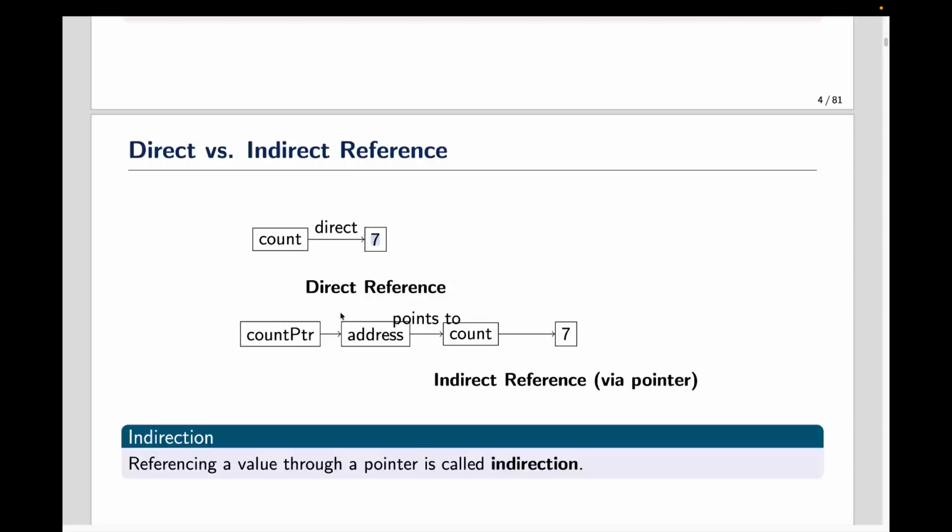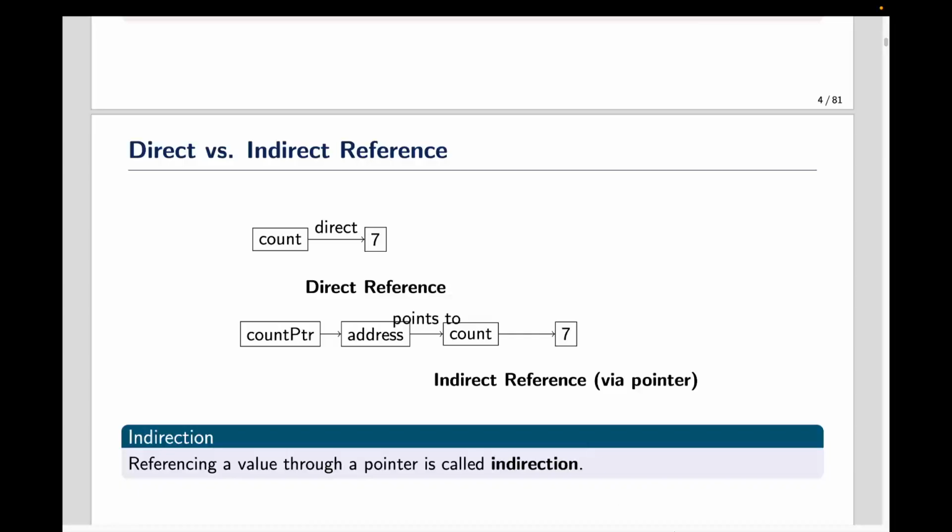If you store that address inside a variable, count PTR, that will point to the memory address of count, and that will actually be 7 over there. So this is called indirect reference via pointer, which is done by the star symbol we have just used. It's referencing a value through a pointer, and this is called indirection, or indirect reference.